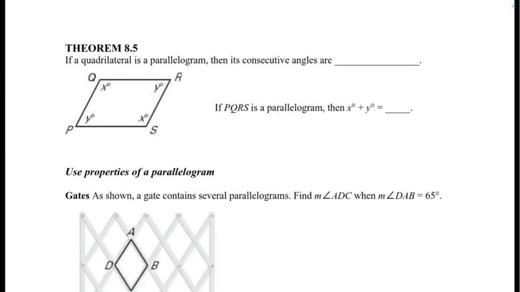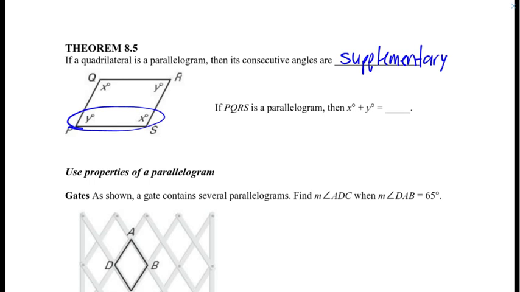All right, our next theorem. This one says that if a quadrilateral is a parallelogram, then its consecutive angles are going to be supplementary. So with this, we're talking about consecutive angles now. We know that opposite angles are congruent. We just talked about that. So we know that these are congruent and these are congruent. But now what we're saying is that consecutive angles are going to be supplementary.